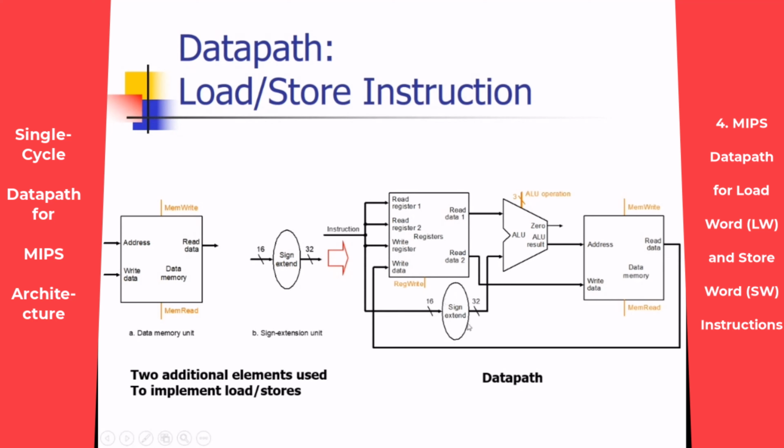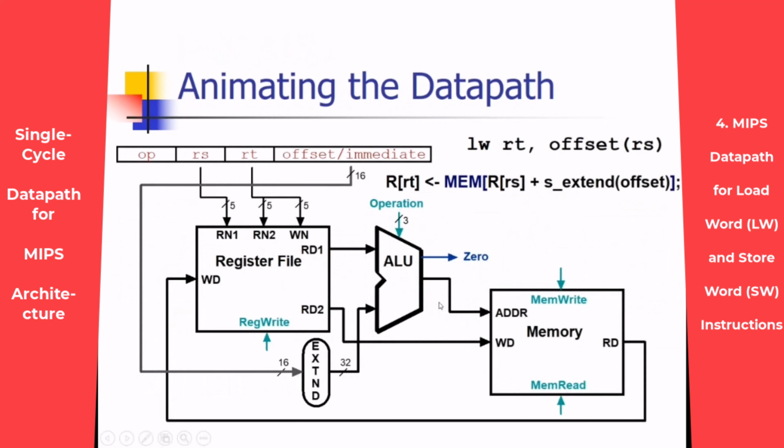Let's check the data path for the load and store. As you can see, the 16-bit offset is given to the sign extension and it is changed to 32 bits, and this 32 bits is given to the ALU and it will be added with the base register content, which is read from the register file. And these two together determine the address of the memory. So the address of the memory is here, and we can read the data from the memory or we can write the data into the memory. So this is a complex data path for both of them. Let's check them one by one.